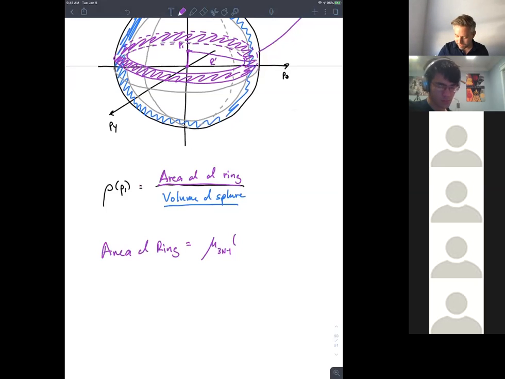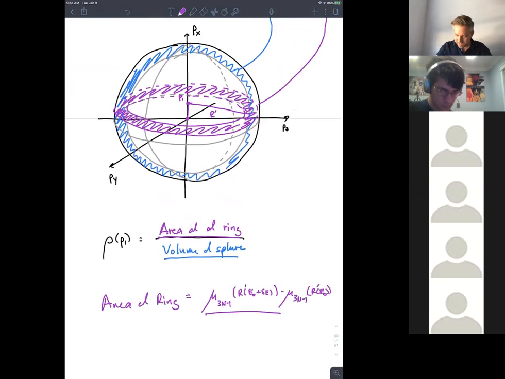So it's the radius that corresponds to the energy E plus delta E, minus the volume of a 3n minus 1 dimensional sphere with radius that corresponds to E naught, right? So in other words, this first quantity here is the radius of this outer purple ring, and this quantity here is the radius of my inner purple ring.